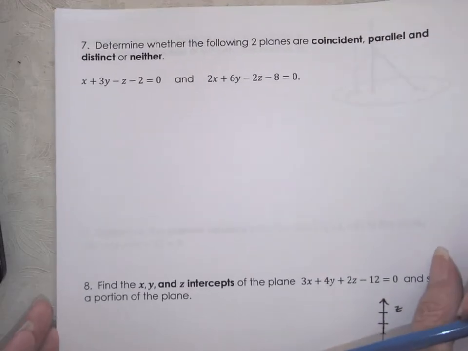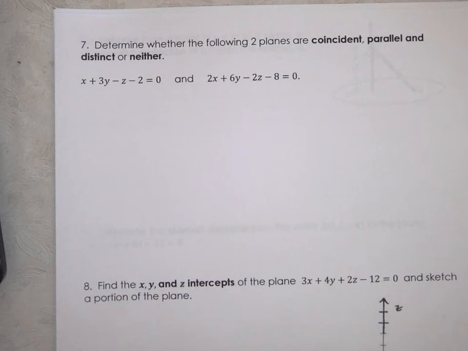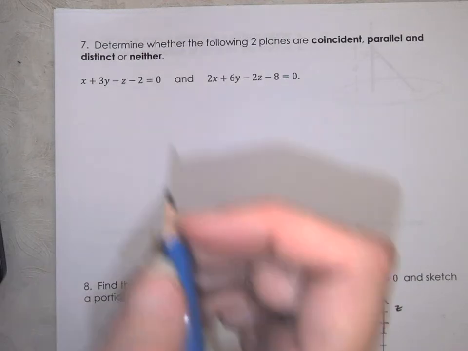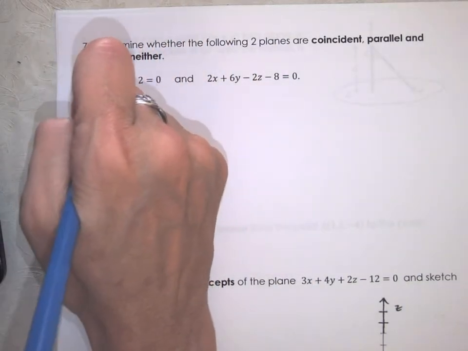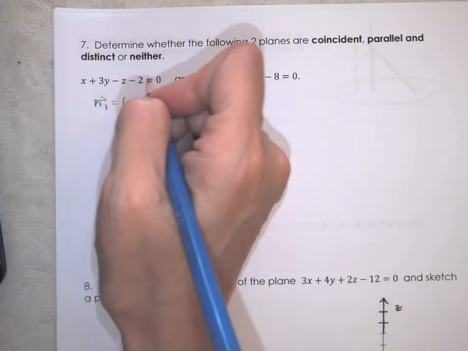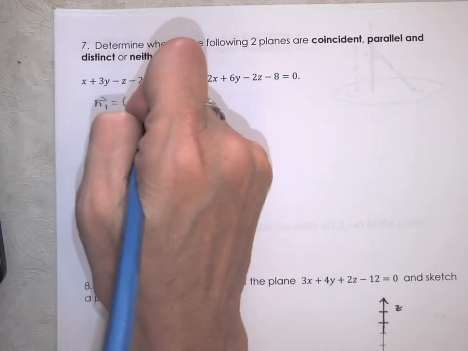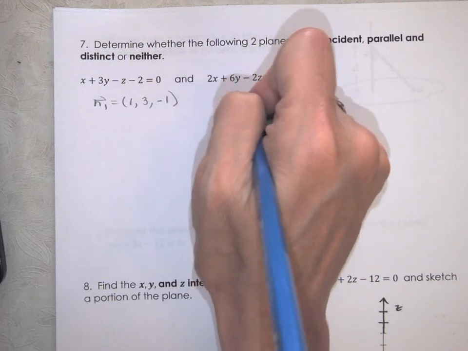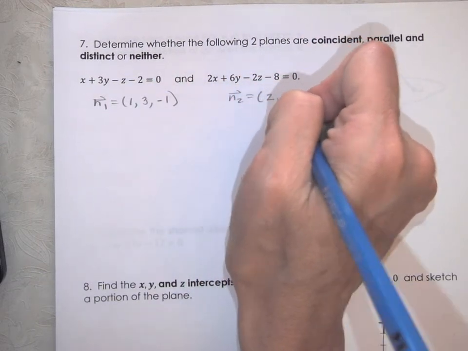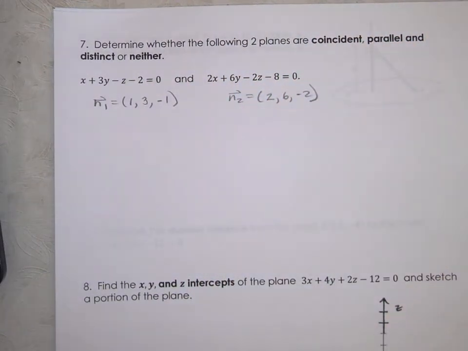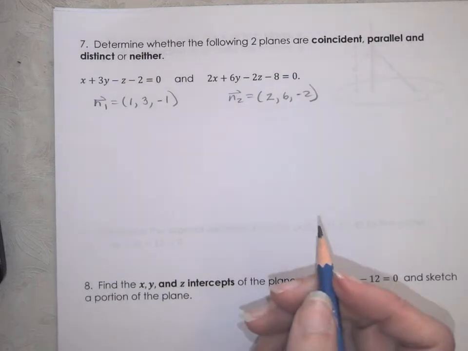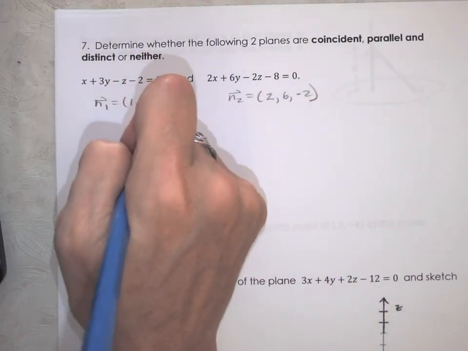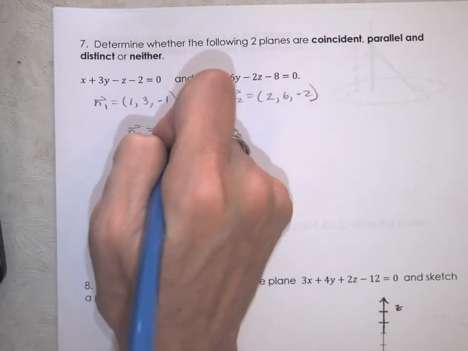Determine whether the following two planes are coincident, parallel and distinct, or neither. This time we're given the scalar equations. First we'll look at the normals, a normal analysis. The normal of the first plane, n1, is (1, 3, -1), and the normal of the second plane is (2, 6, -2). We're going to check whether they're scalar multiples of each other, and they are: n2 is equal to 2n1.